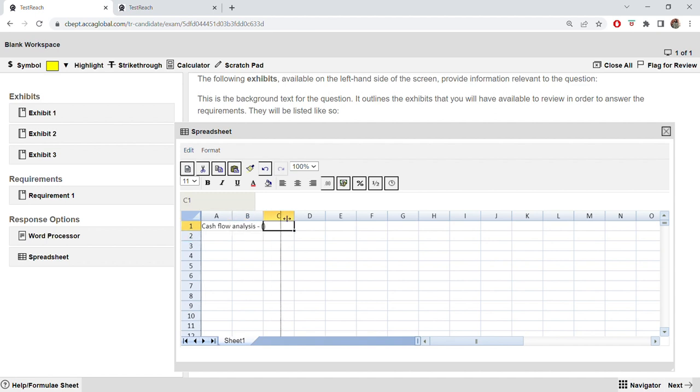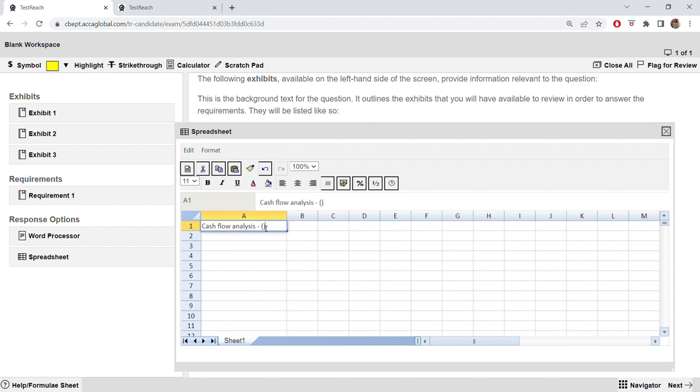Okay, just I'm going to expand this. Okay. Cash flow analysis, always write the currency, euro. So you don't have an euro there. What do you do? Go to symbol, select euro, insert. Okay. Bracket, remove this bracket, euro, million.